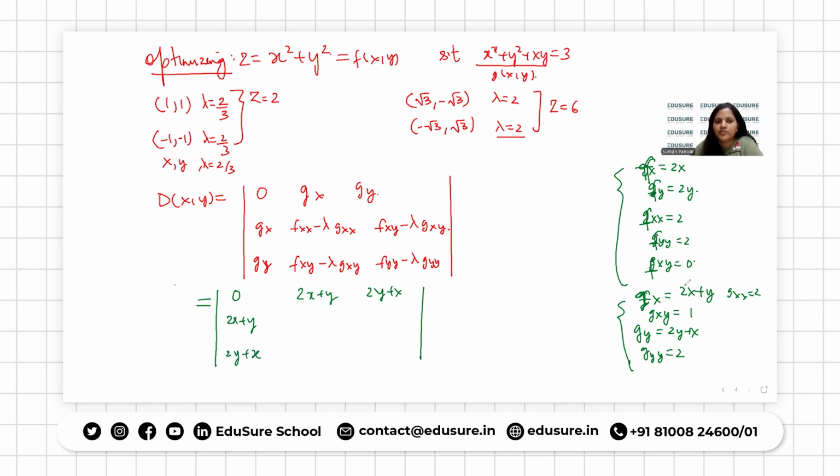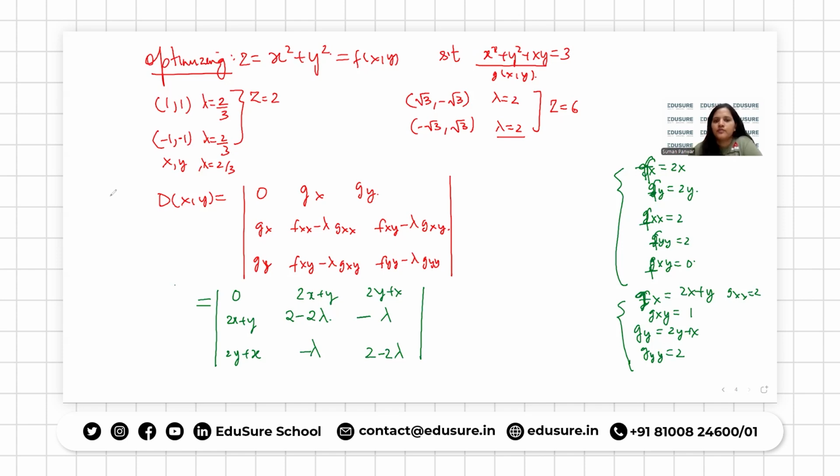Now f of xx is 2 minus lambda gxx, and g of xx is 2. So we have 2 minus 2 lambda. And f of yy is again 2, minus lambda times g of yy, which is again 2. Now we have f of xy as 0, so we will have minus lambda times gxy, which is 1, so minus lambda, minus lambda. Now let us see what is happening at one of these points.